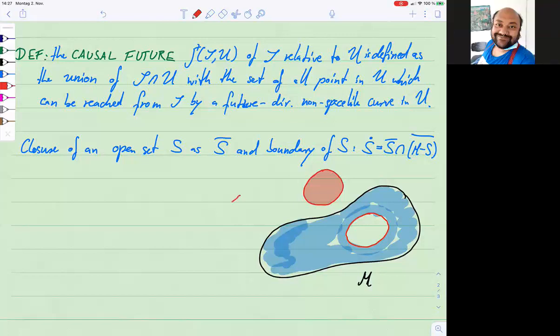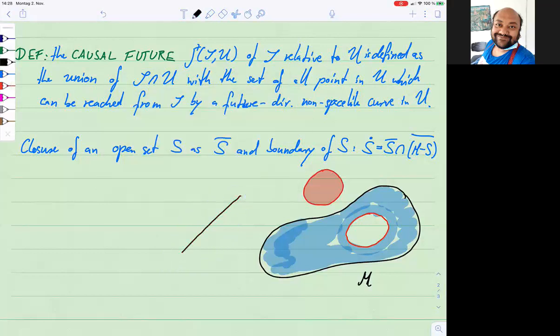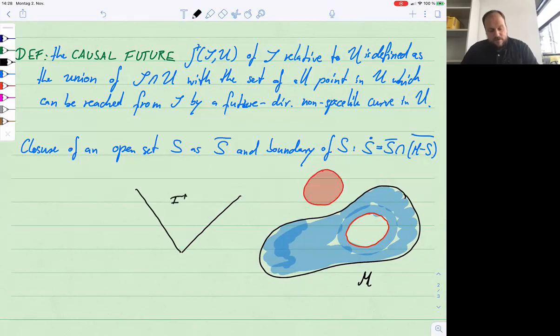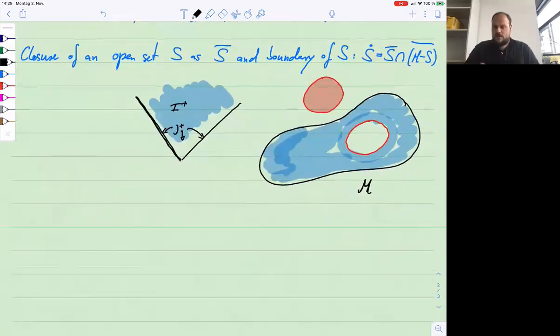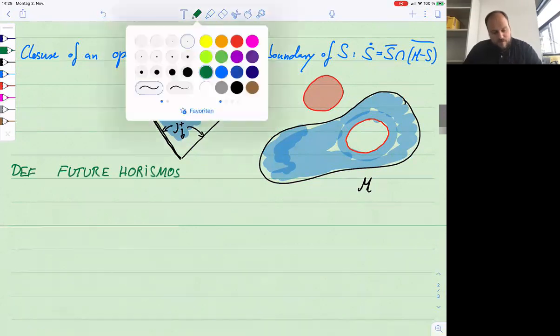So what we have learned now is the following. We can draw a diagram, and I plus is this interior part. J plus is the interior part plus the boundaries. And for the light cone, we can define this boundary, the boundary of the light cone, which is called the future horismos. I will write it down. It's not super important, but it is interesting, I think. But this is not the horizon. We have to be careful.